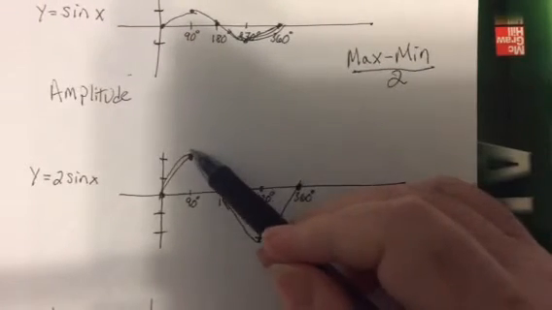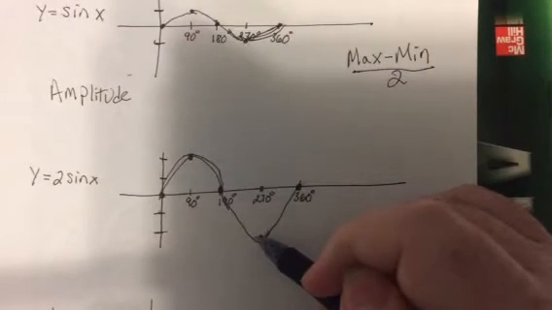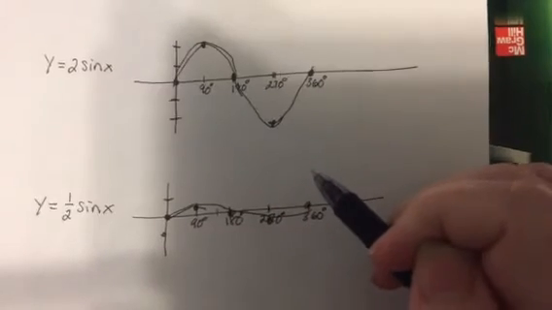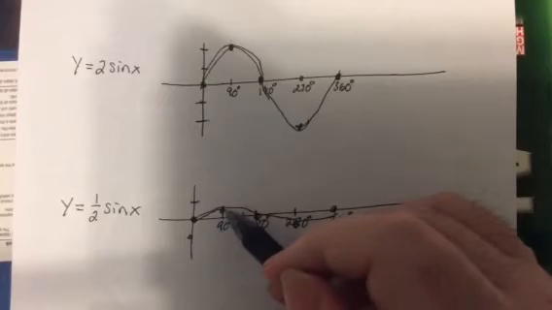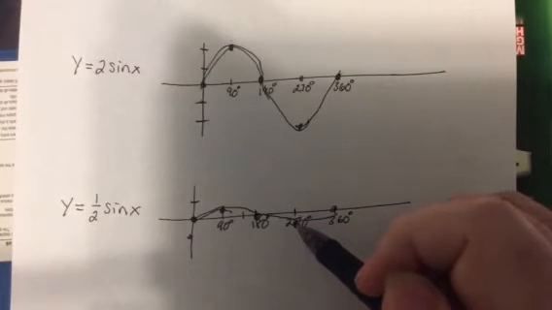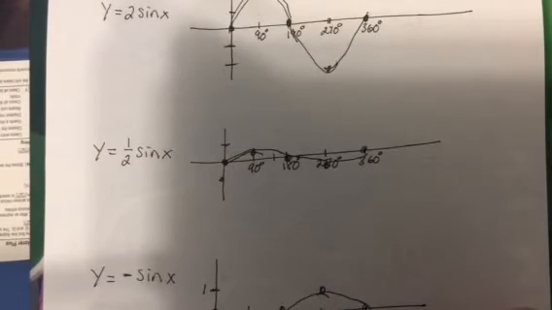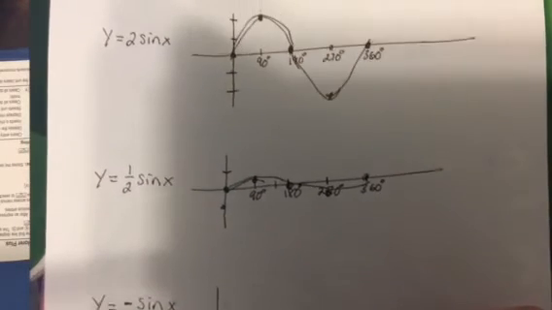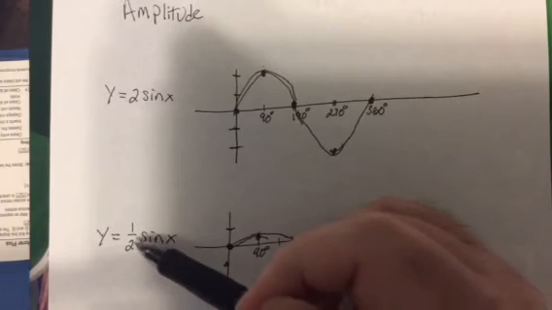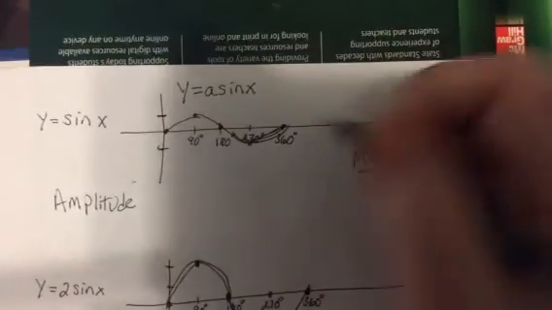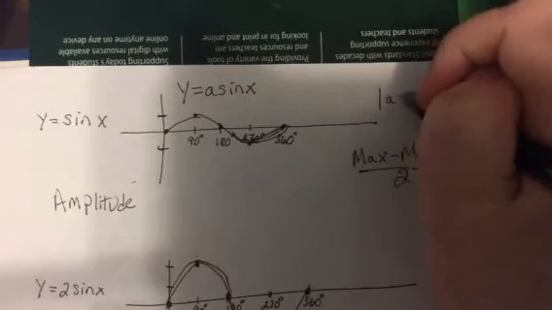So 2 minus a negative 2 is 4. Divided by 2 is 2. 1/2 minus a negative a half is 1. Divided by 2 is a half. Now, if we had a lot of time, I would show you with more examples that your amplitude is actually the absolute value of the number multiplied to the trig function. So another way to find it is to say it's the absolute value of a.